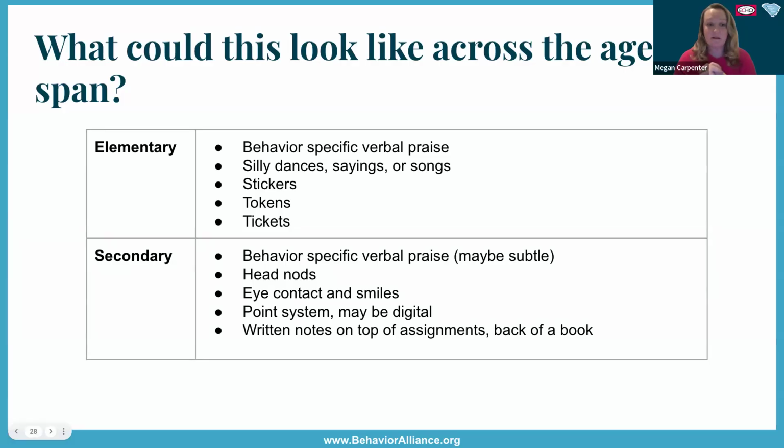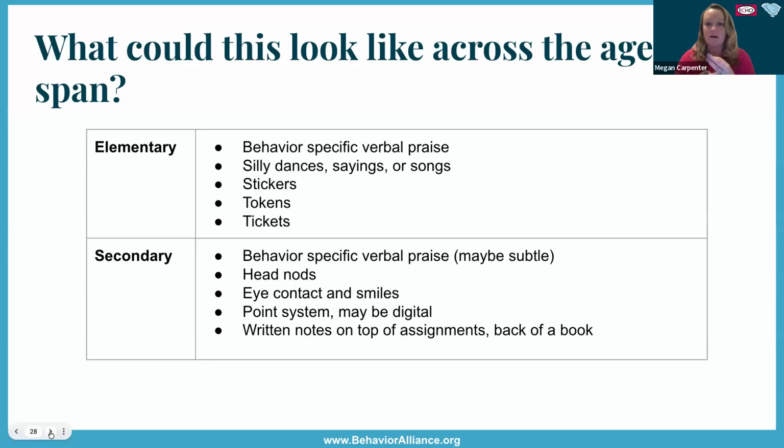I've seen in secondary settings some digital point systems. There are formalized companies that can package a whole digital point system that only the student and the teacher actually see how many points they have, which can be a nice subtle way where we aren't calling out kids. They don't see everybody else's points. And then, as I've already mentioned, those notes written at the top of assignments, in the back of a book, stuck on the keyboard of their Chromebook, whatever works for that teacher in that moment.